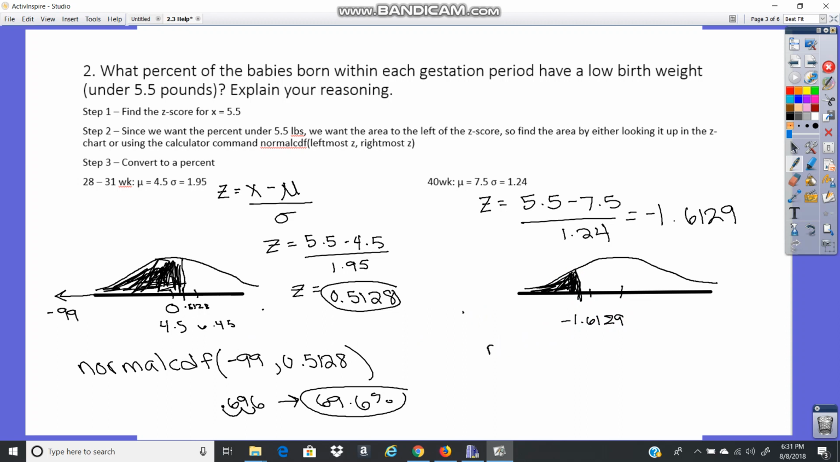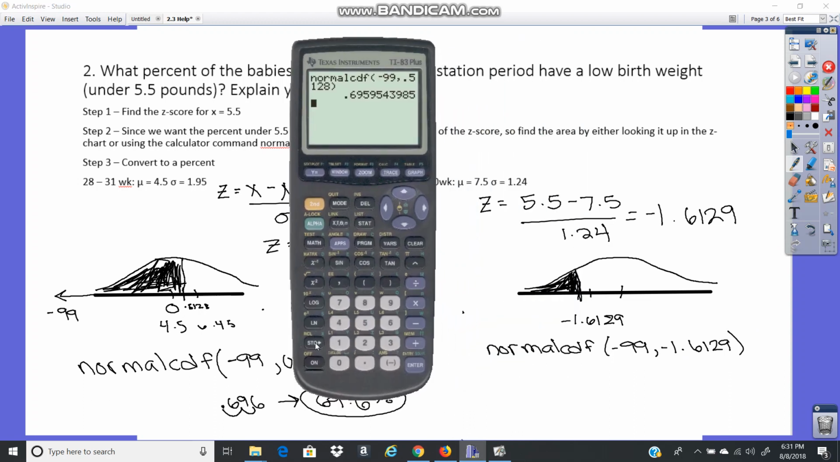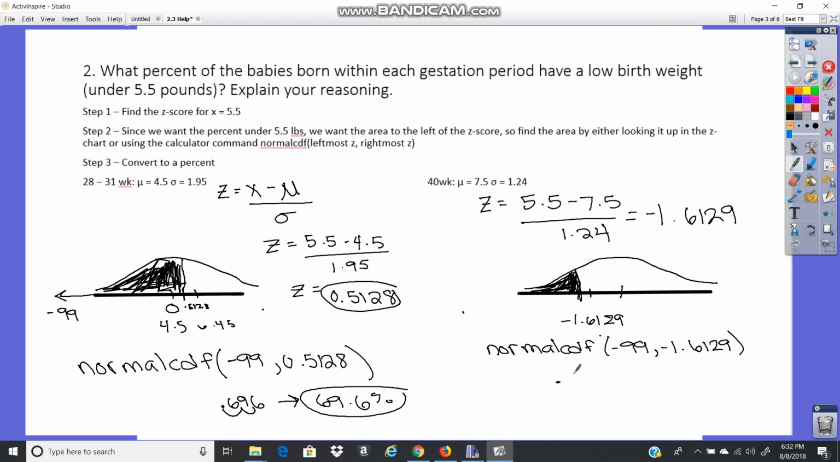We would still do the same thing in our calculator. Normal CDF. Leftmost is still negative 99, and then our right is negative 1.6129. So let's see what value that gives us. Second distribution, normal CDF, negative 99, comma, negative 1.6129, parentheses, enter, we get 0.0534. Convert that to a percent, and that's going to give us about 5.34%.